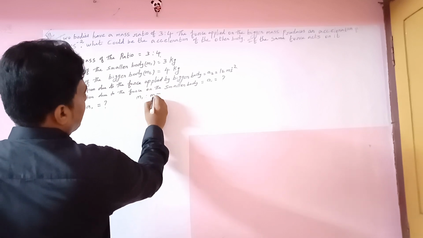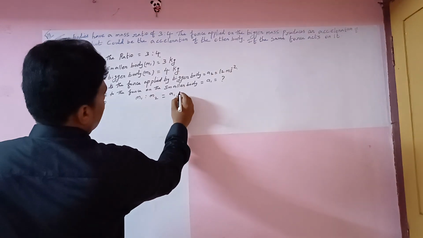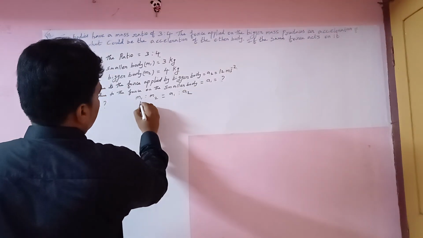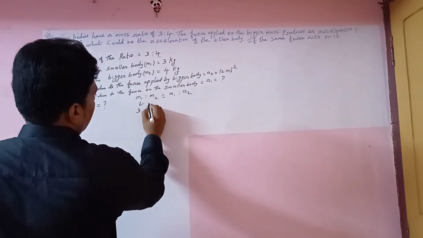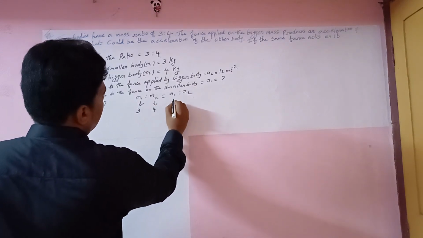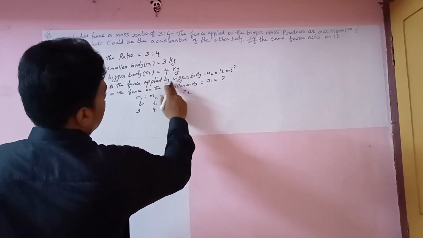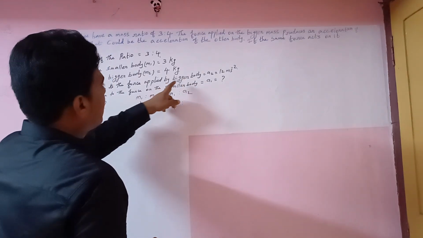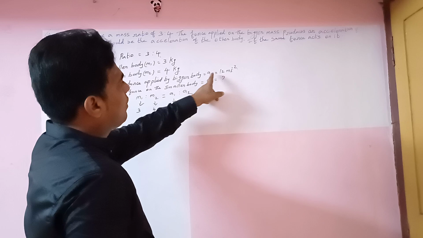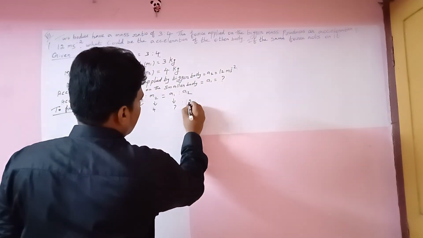m1 is to m2 equal to A1 is to A2. What is the m1 value? 3 kilogram. What is the m2 value? 4 kilogram. What is the A1 value? We don't know. What is the A2 value? Because the force is applied on the bigger body, it has the acceleration A2 equal to 12 ms power minus 2.